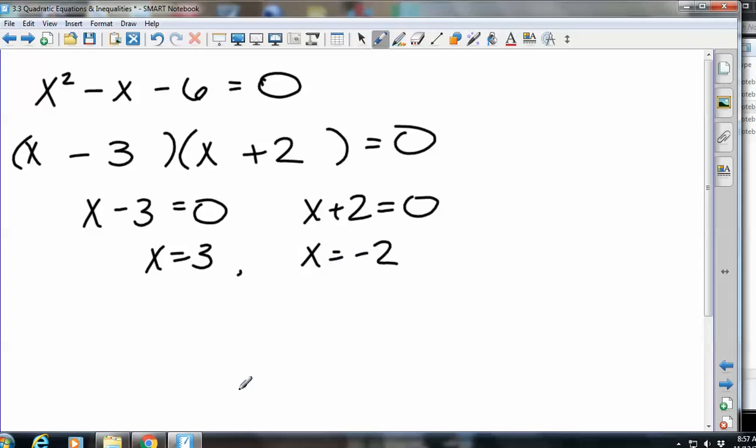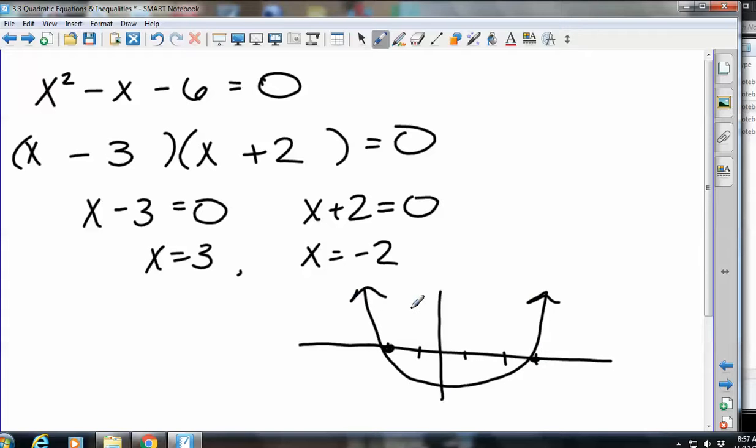Alright, we've done that. If you were going to draw a graph, go ahead and go to your graphing calculator and plug in x squared minus x minus 6. What does the graph look like? A parabola. Where do the 3 and -2 come into play? Those are your zeros, or your x-intercepts. So you touch the x-axis at -2 and +3, and then you get something like that, right?